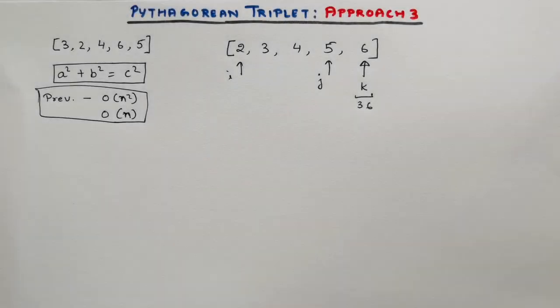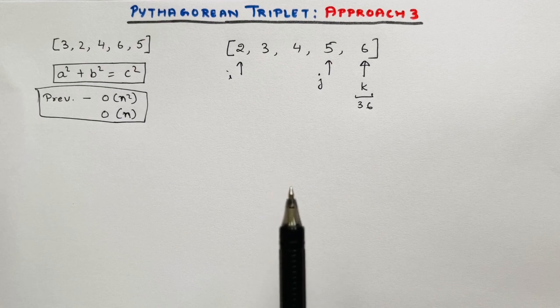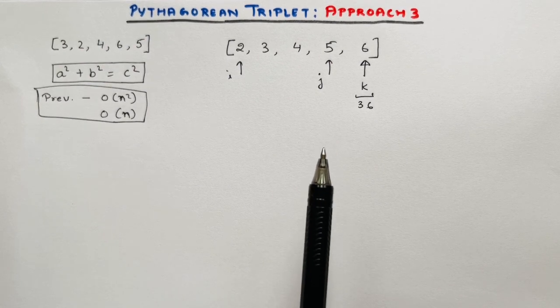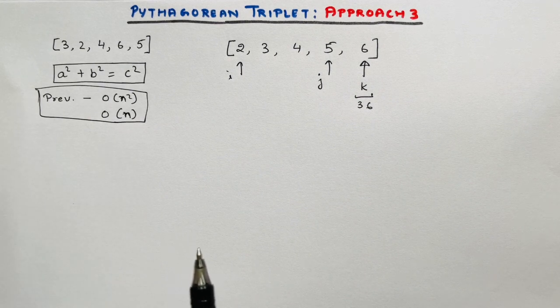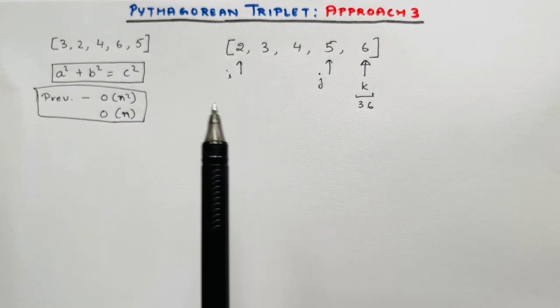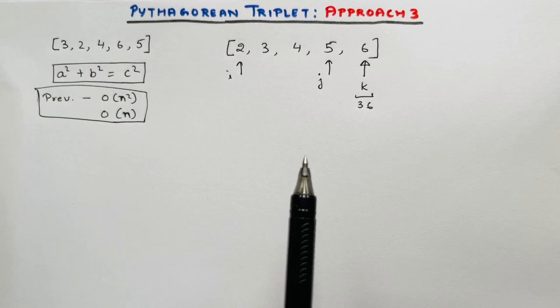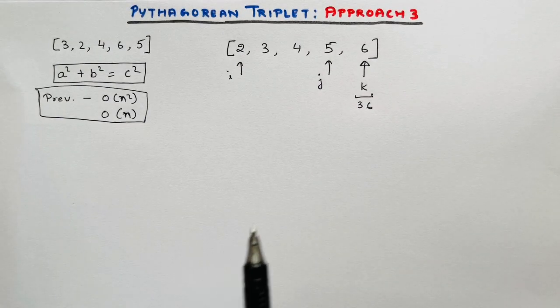So in approach 3, we have now sorted the array. We have now fixed C, and now our aim is to find A and B such that this condition is satisfied. In approach 2, we had fixed A and B and we were finding whether there exists a C or not. In approach 3, we are doing the opposite. So let's see if we can find A and B.